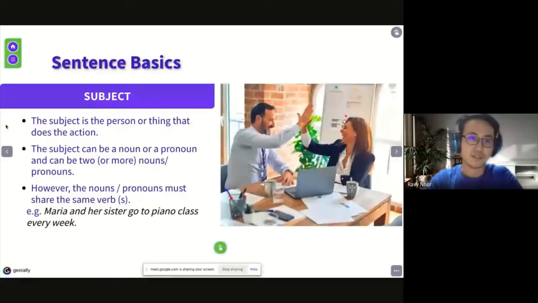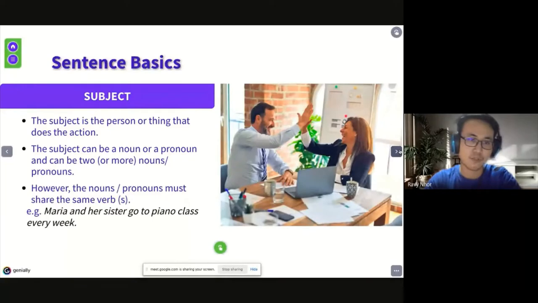However, the nouns or pronouns must share the same verb. And subject-verb agreement: singular subject, singular verb; plural subject, plural verb. It depends on the different types of tense as well. It's short like this, it's about subjects. You can use a noun and a pronoun. You use a pronoun instead of the noun in the second sentence and so on.